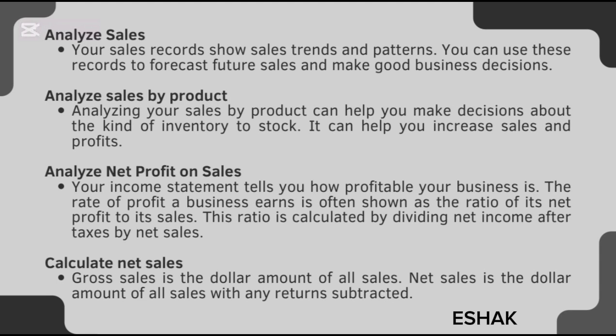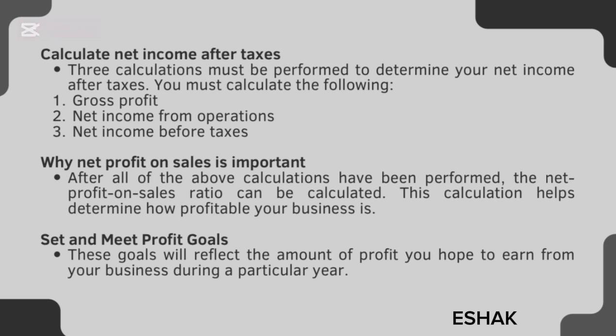So here are the steps to calculate net profit on sales. First, you have to calculate the net sales. Gross sales represent the total sales amount. Net sales are gross sales minus any returns or allowances. The second step is to calculate net income after taxes. This involves three calculations: gross profit, net income from operations, and net income before taxes. Also, note that gross profit is the profit before operating expenses are deducted.